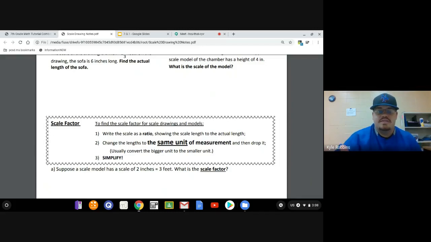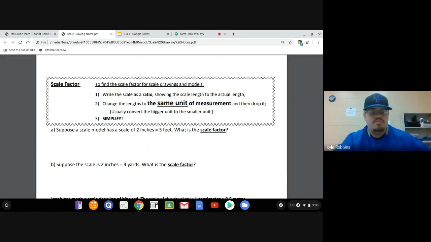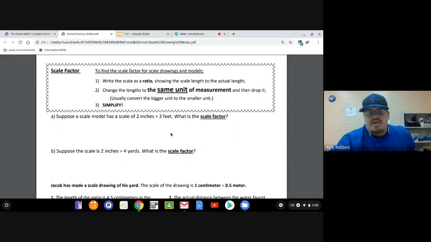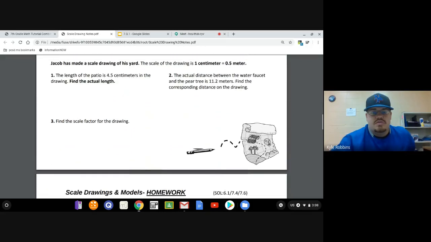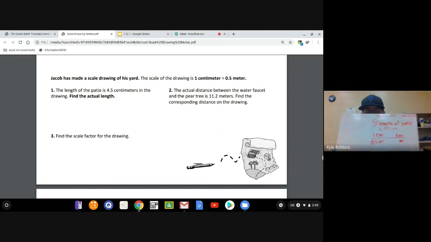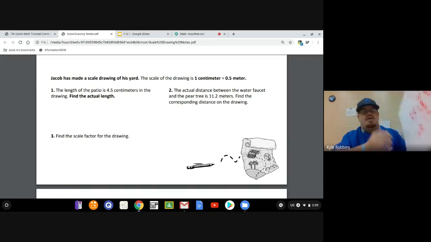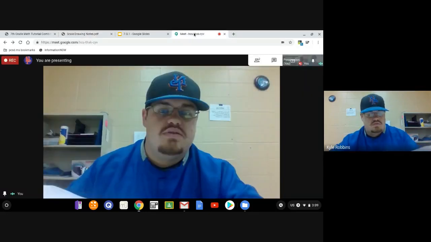Another way that we're going to find the scale factor is using the proportions that we talked about in the prerequisite information. Here's a few right here, finding the scale factor. We're going to go down to Jacob. Jacob has made a scale drawing of his yard. The scale of the drawing is 1 centimeter equals 0.5 meters. So now I have that here, and we're just going to work this out together.